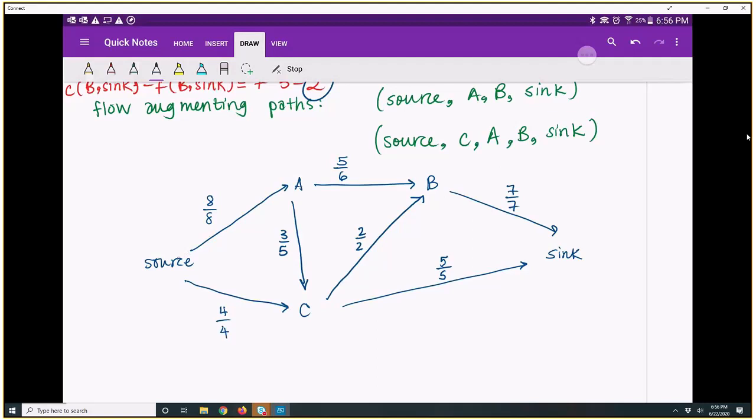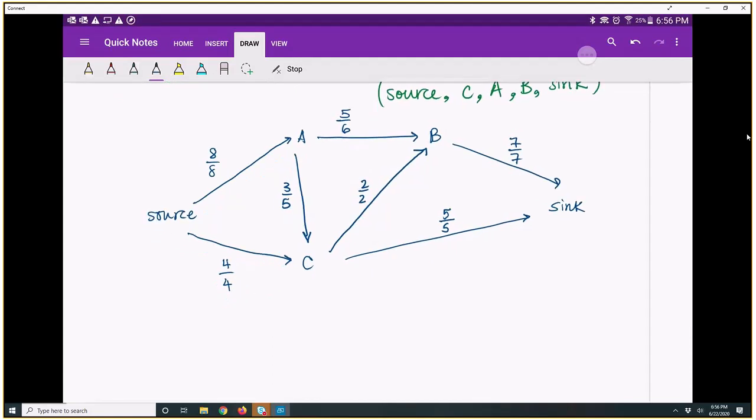I have 8 gallons leaving the source and headed towards A. I send 3 of them this way and 5 of them that way. Then I have 4 gallons coming in. 2 of them head towards B. The other 2 get added to the 3 that are coming down from A, and they head towards the sink. So this is a valid flow, and I would call it maybe F2 now.